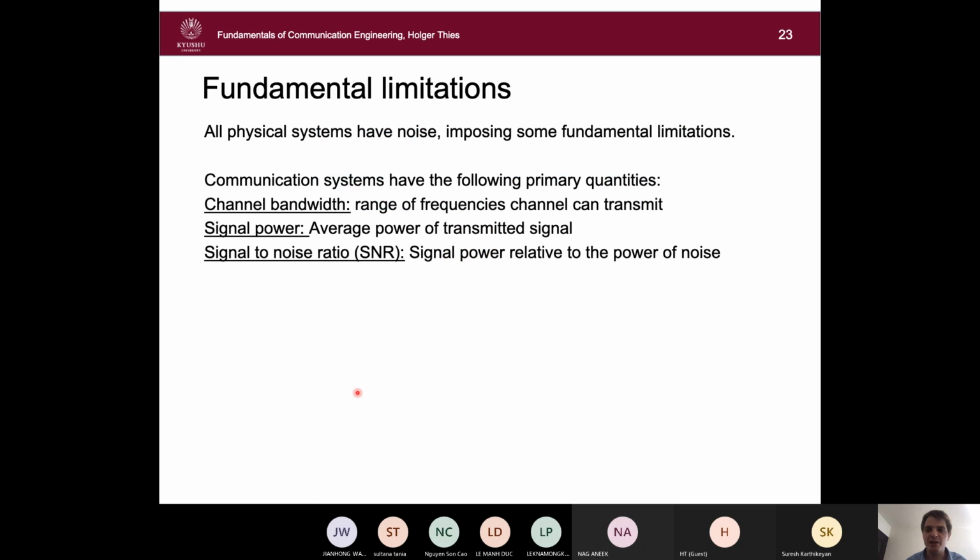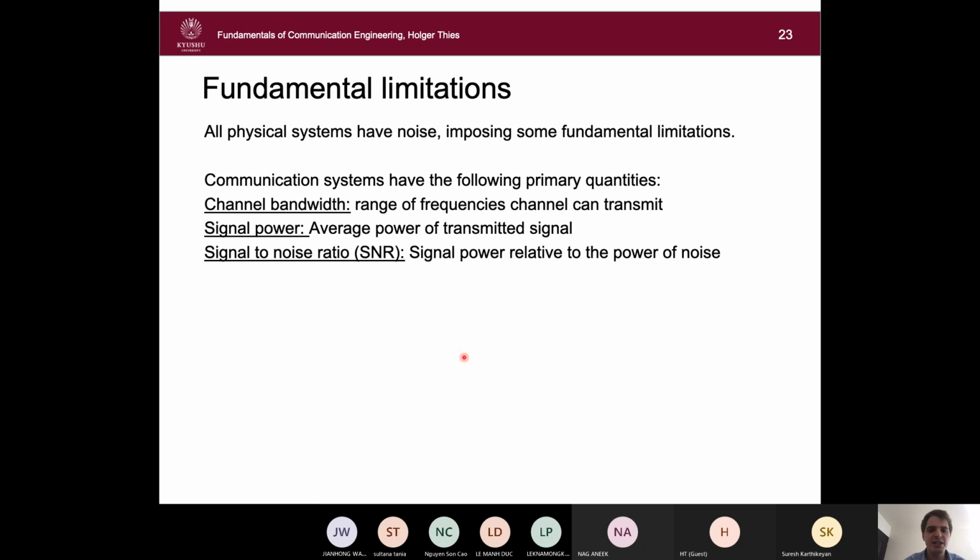Okay, one more thing I want to talk about today is the fundamental limitations of communication systems. One thing we always should remember is that physical systems always have noise. We cannot construct a physical system that doesn't have noise, because even at the atomic level there will be some noise. So it's impossible to physically construct a system that has no noise. And because there's always noise, there will be some fundamental limitations.